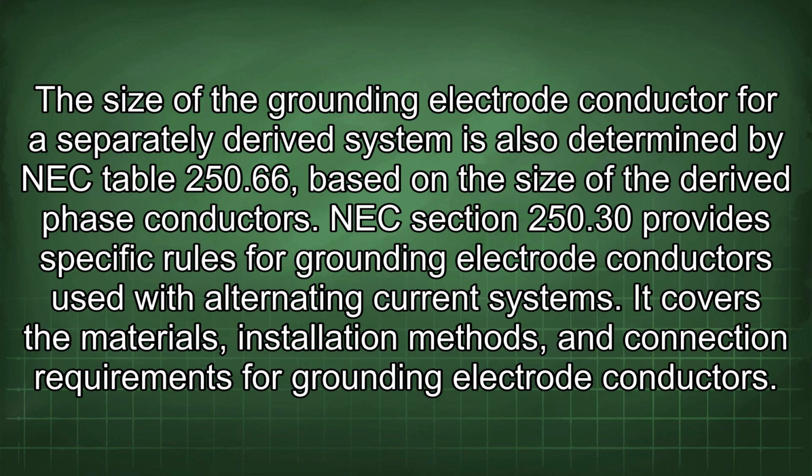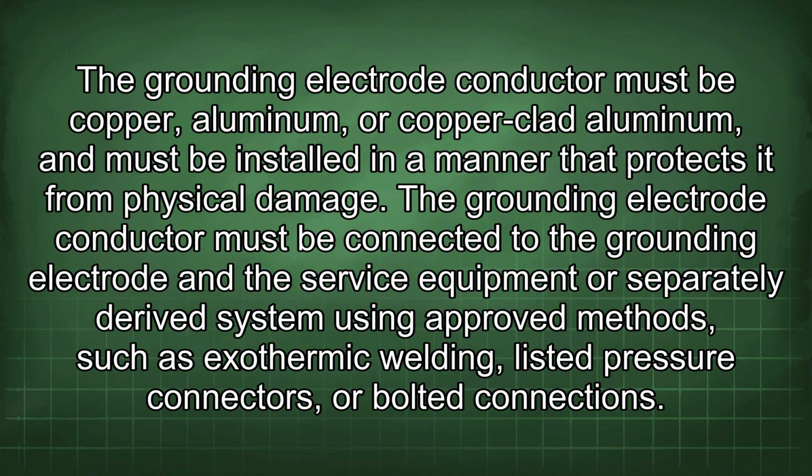NEC section 250.30 provides specific rules for grounding electrode conductors used with alternating current systems. It covers the materials, installation methods, and connection requirements for grounding electrode conductors. The grounding electrode conductor must be copper, aluminum, or copper-clad aluminum, and must be installed in a manner that protects it from physical damage. The grounding electrode conductor must be connected to the grounding electrode, and the service equipment or separately derived system using approved methods such as exothermic welding, listed pressure connectors, or bolted connections.